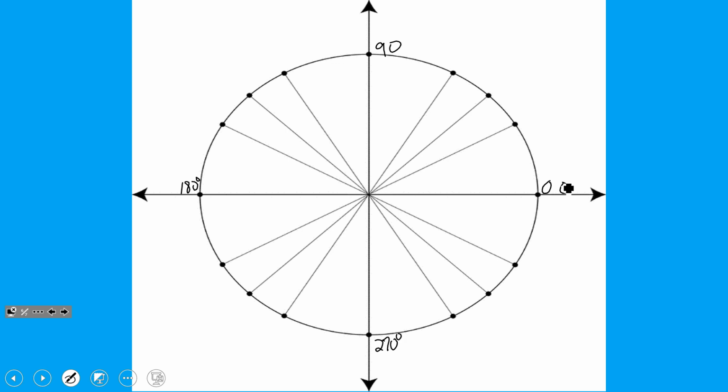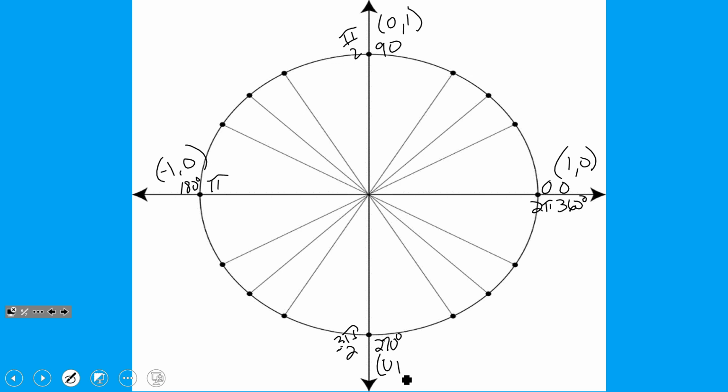0, pi over 2, pi, 3 pi over 2, okay, and then 2 pi, and 360 degrees, okay? And we can label the points here if you'd like to. So this would be 1, 0, this would be 0, up 1, this would be negative 1, 0, this would be 0, negative 1. Okay? All right, so let's talk about the 30.